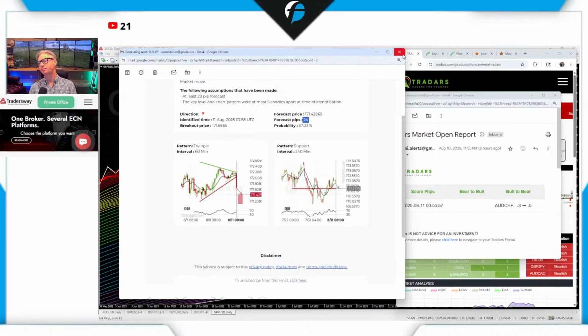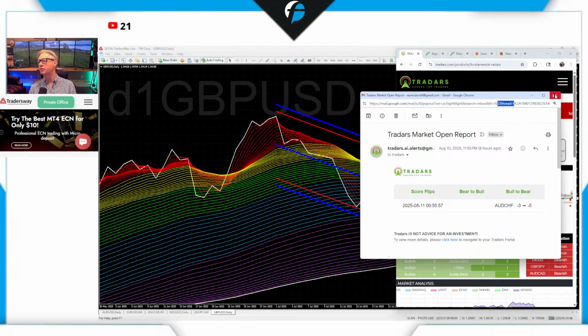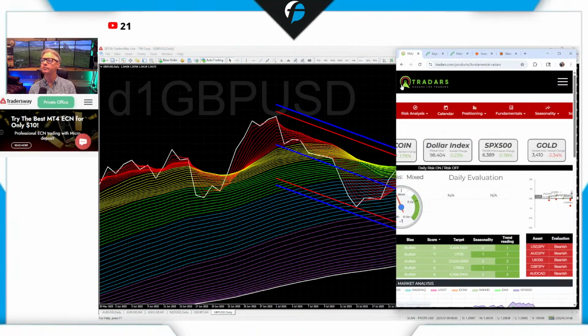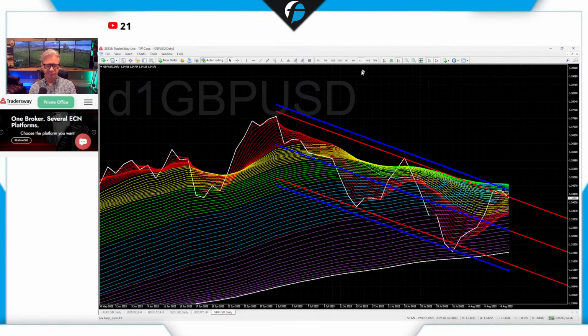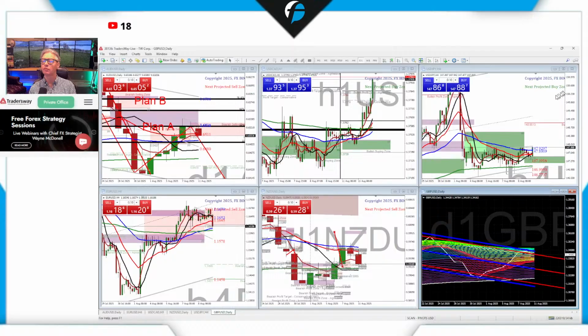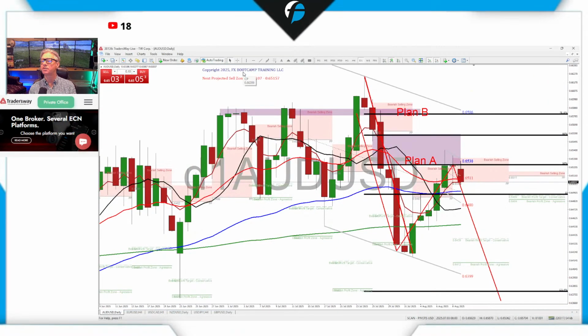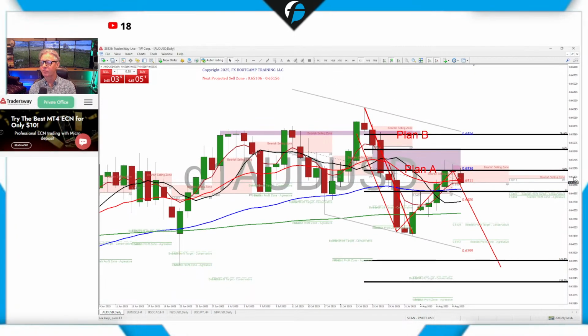Boom, boom, boom. So I'll get rid of that. This is our Traders Way MT4 platform. Cool. This is a swing trade from last week that's already working. All of this is stuff we do inside of TRADARS.